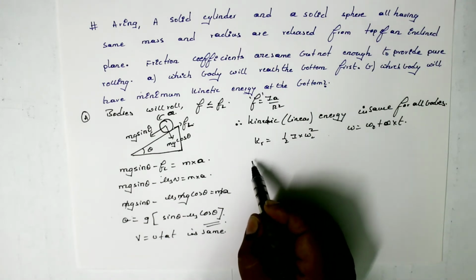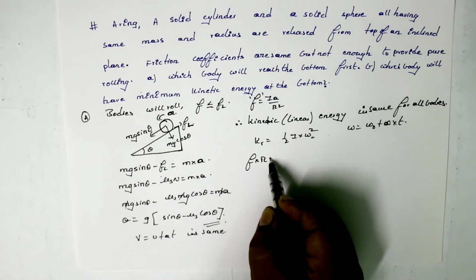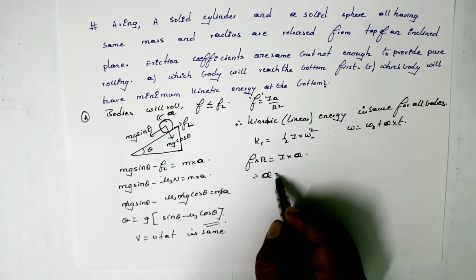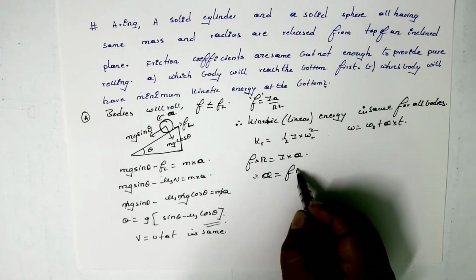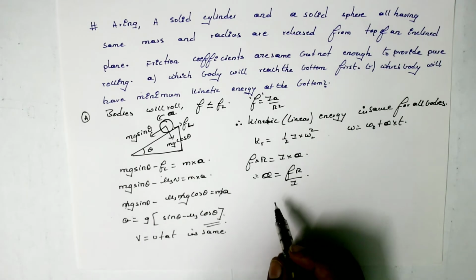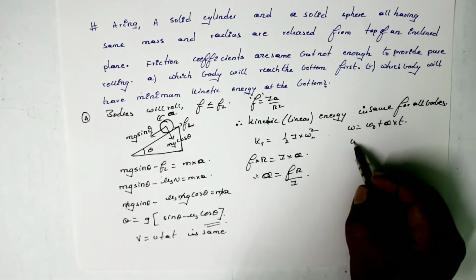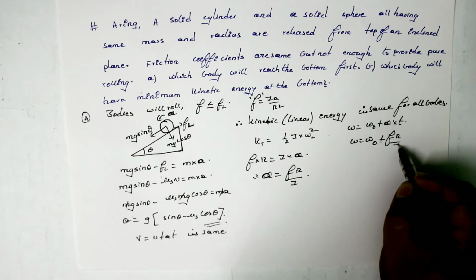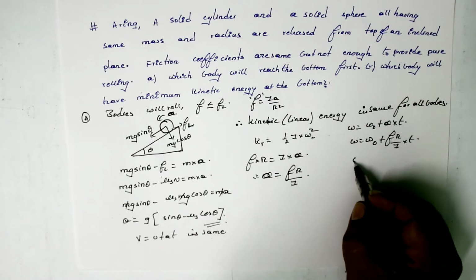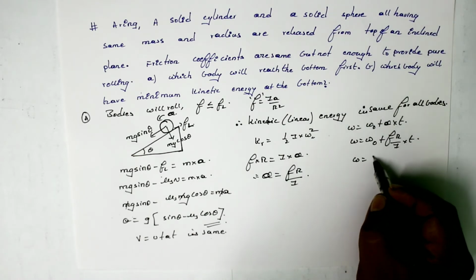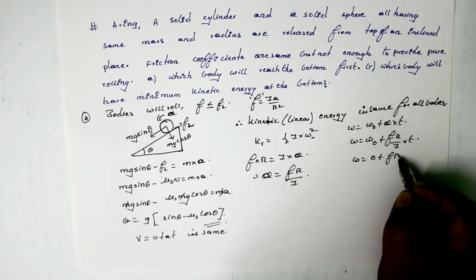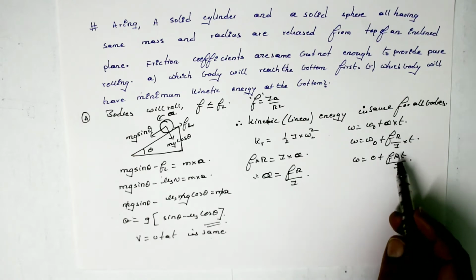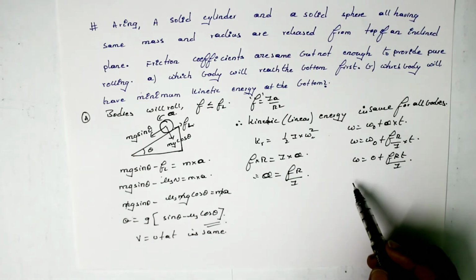So torque provided by friction, F into R, is equal to I into alpha. Therefore alpha is equal to FR divided by I. If I substitute in this relation, omega is equal to omega naught plus FR divided by I into t. So omega is equal to initial angular velocity, which is 0, plus FRt divided by I. So this is our angular velocity by the time it reaches the ground.